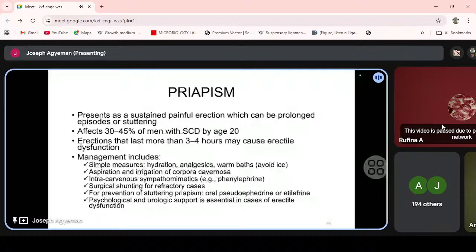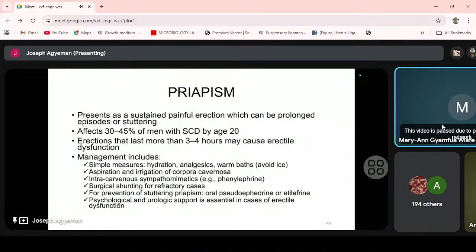Sorry, you were breaking at some points, but I heard you say that we don't give cold baths because we worsen the vasoconstriction. But then at that point we are giving sympathomimetics to vasoconstrict. Yes, that is when you aspirate. You don't want a refill. So it goes with aspiration. If you aspirate, you don't want a refill, because if refill occurs, the whole condition can recur. So that is what I was explaining.